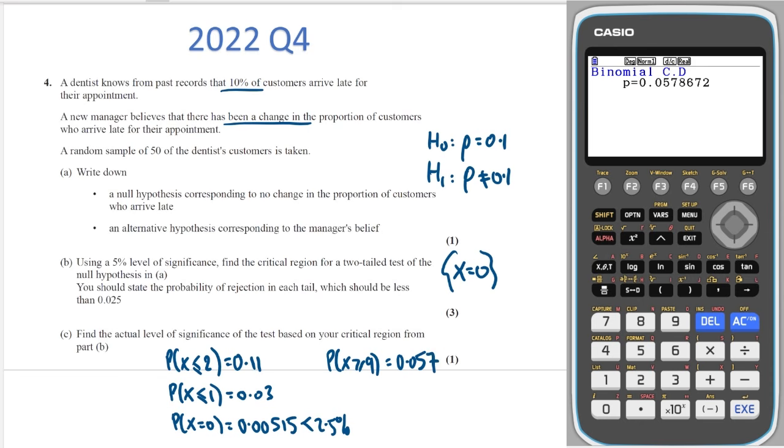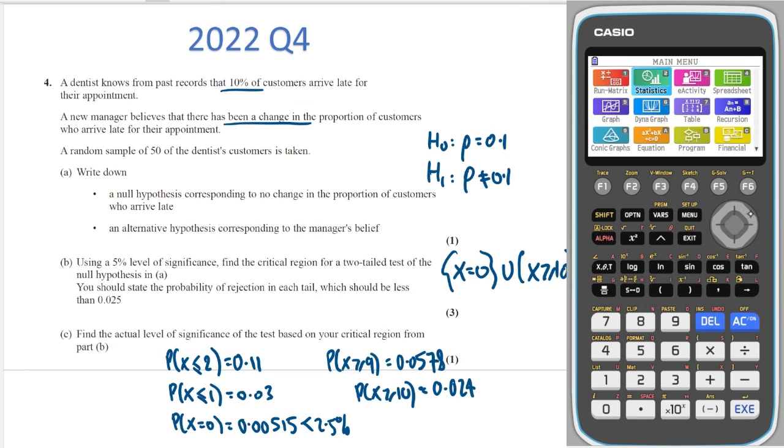Then I will try 10, and I suspect this will be the one. It is just about, so X greater than or equal to 10 is 0.024, and we're good. So that means that the critical region is this and this.